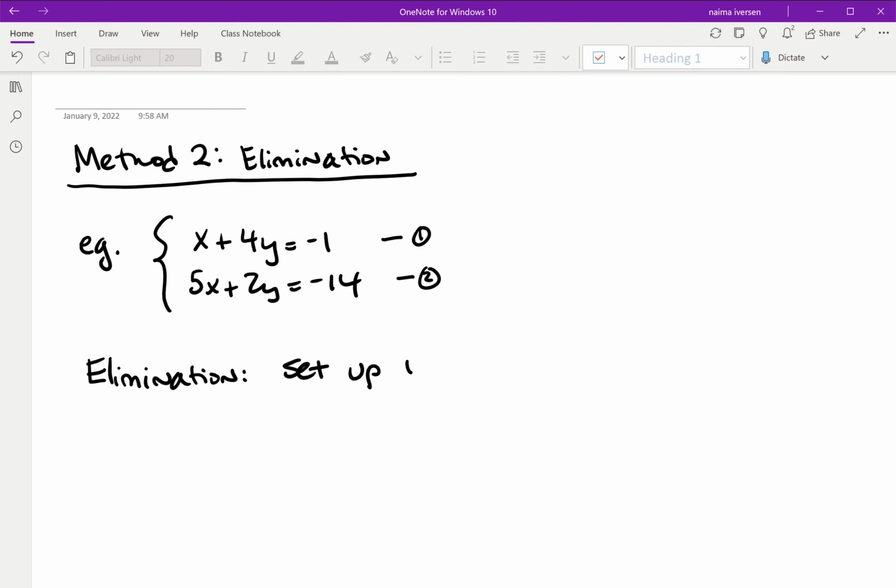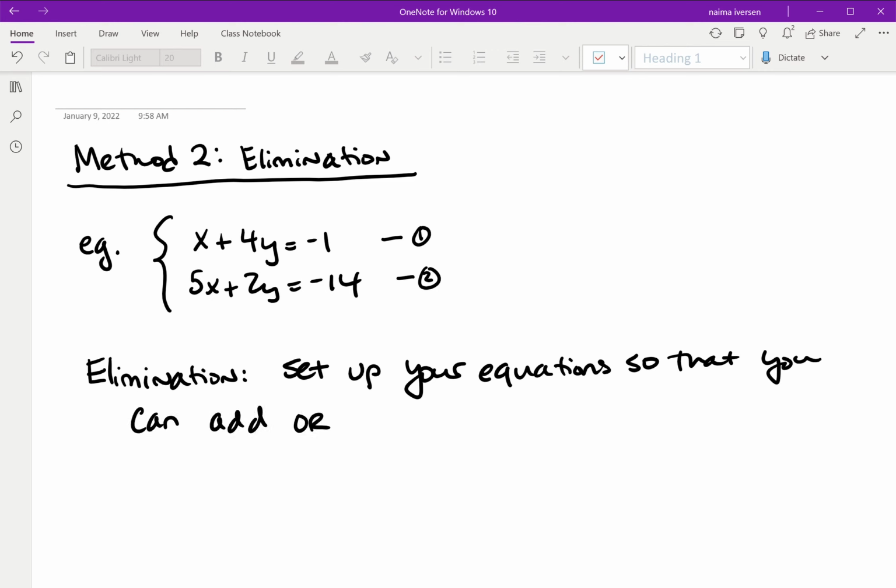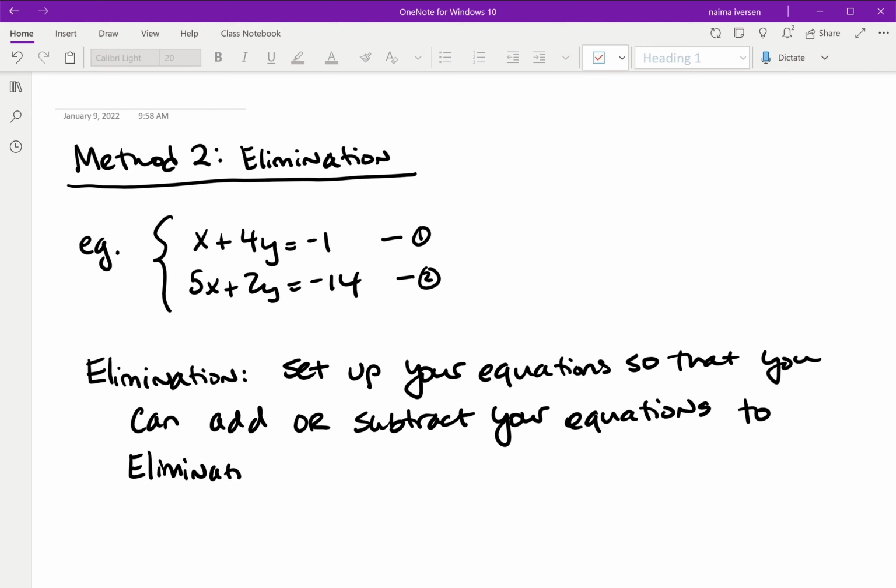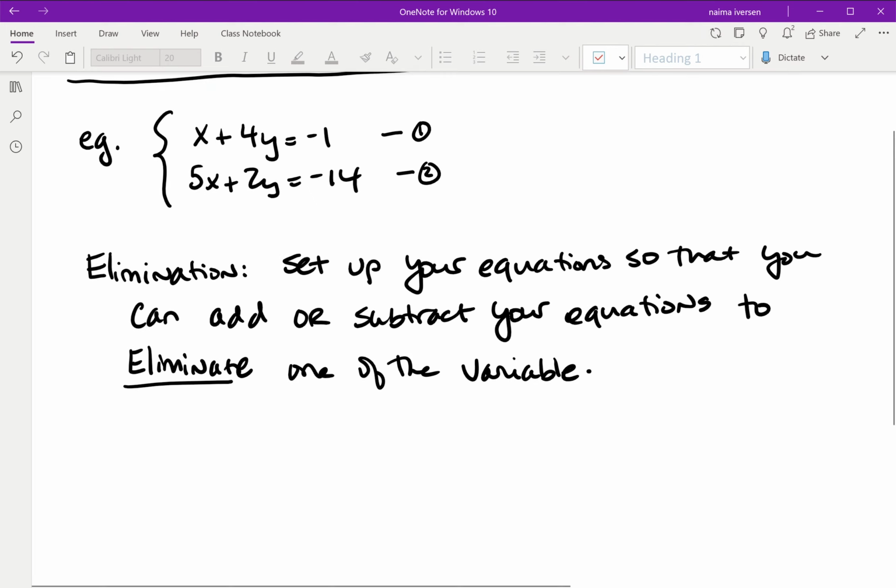Set up your equations so that you can add or subtract your equations, kind of like you did in elementary school, adding and subtracting up and down, to eliminate, that's where you get the name from, one of the variables. So if you're dealing with x and y, you want to set it up so that you can add them or subtract them to eliminate the x or eliminate the y.